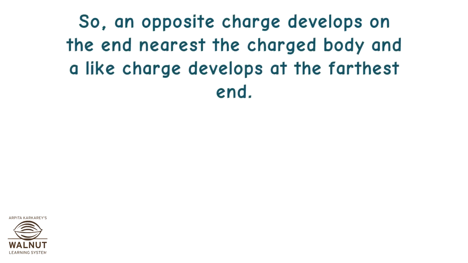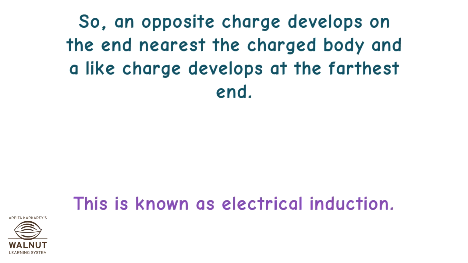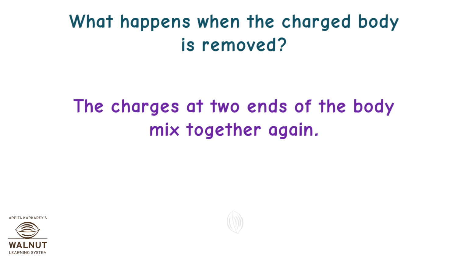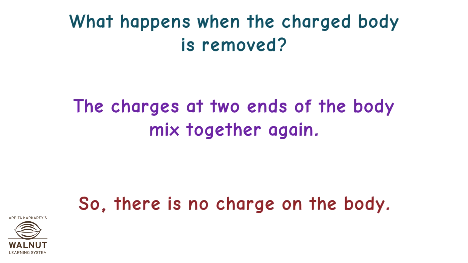So, an opposite charge develops on the end nearest the charged body and a like charge develops at the farthest end. This is known as electrical induction. What happens when the charged body is removed? The charges at two ends of the body mix together again. So there is no charge on the body.